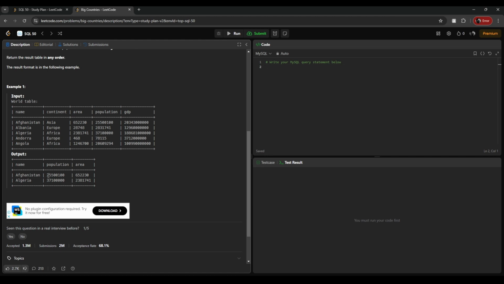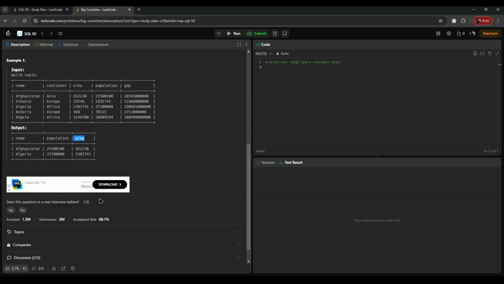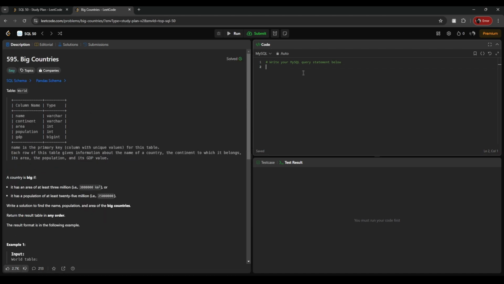which are fulfilling at least one condition, that is, the population is at least 25 million, or the area is at least 3 million. Okay. So let's write the solution.